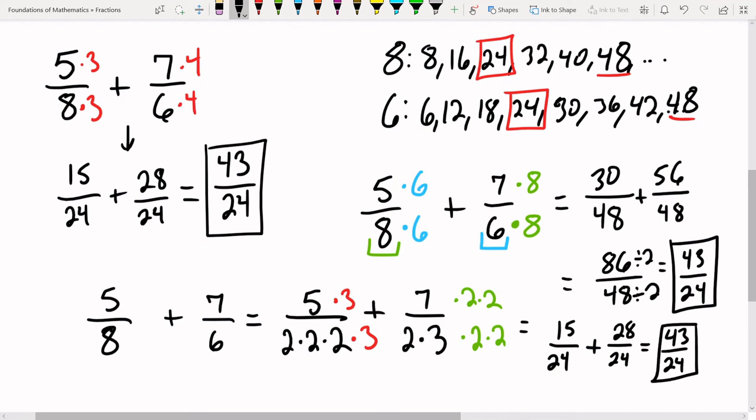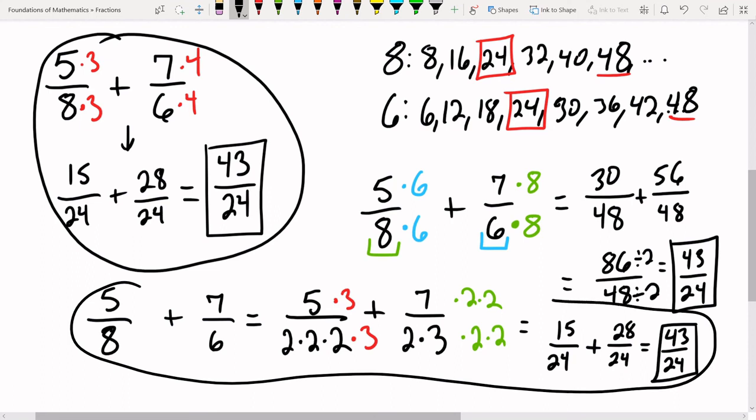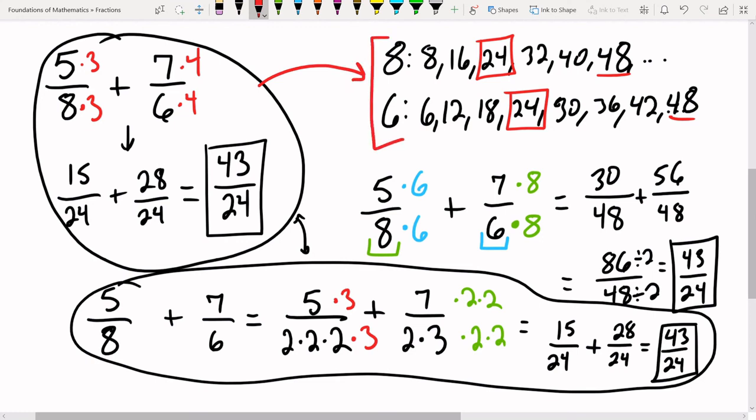And you'll notice this first method that we did here and this last method give us the kind of the fastest way of doing it. We don't have to reduce necessarily at the end. Some problems you do regardless, but the first method uses multiplication, like actually listing out these multiples here. And the last way you use the prime factorization to find the same thing.